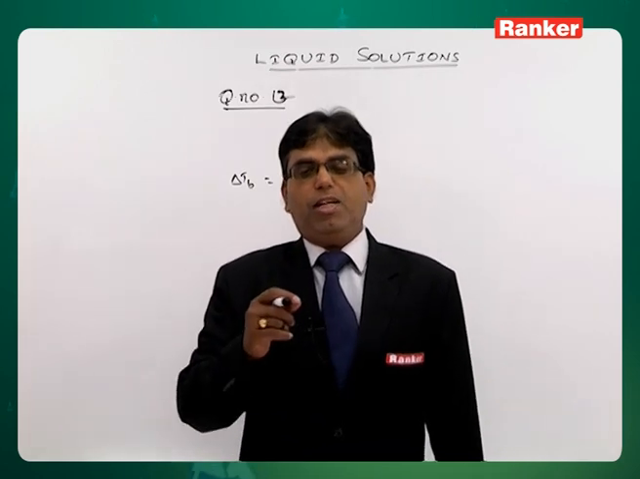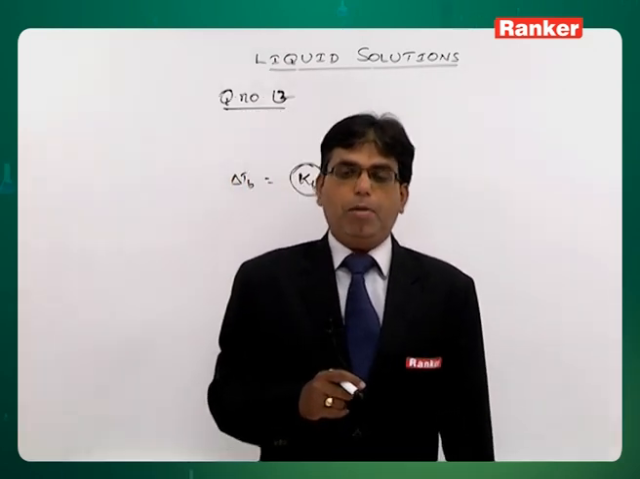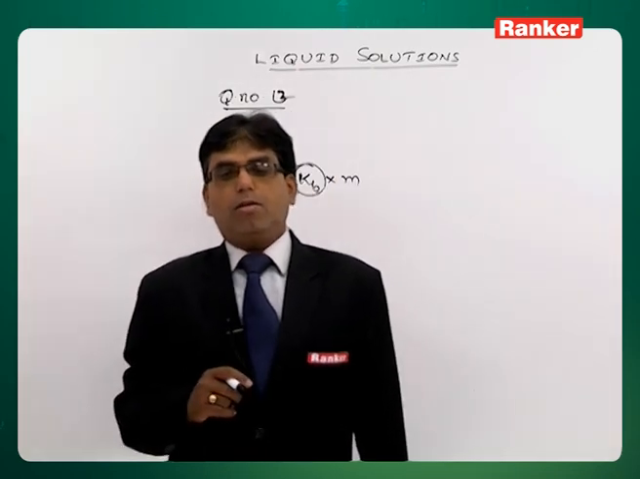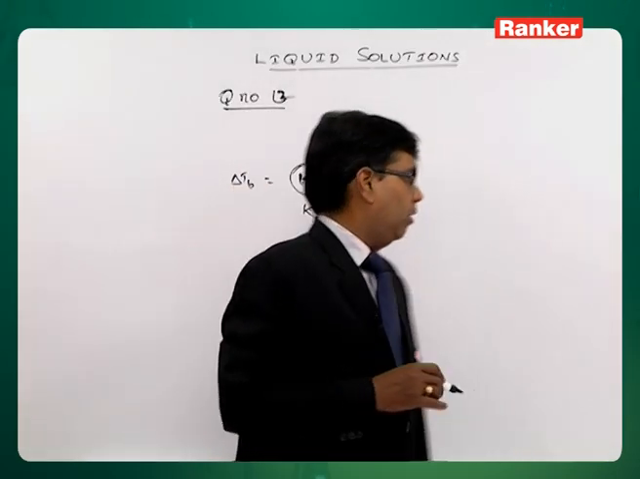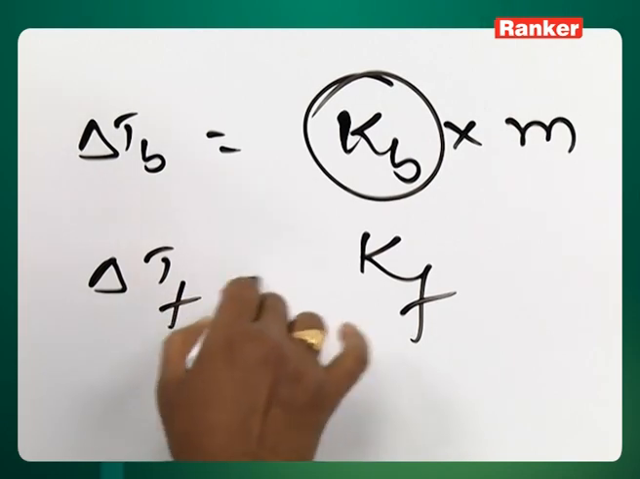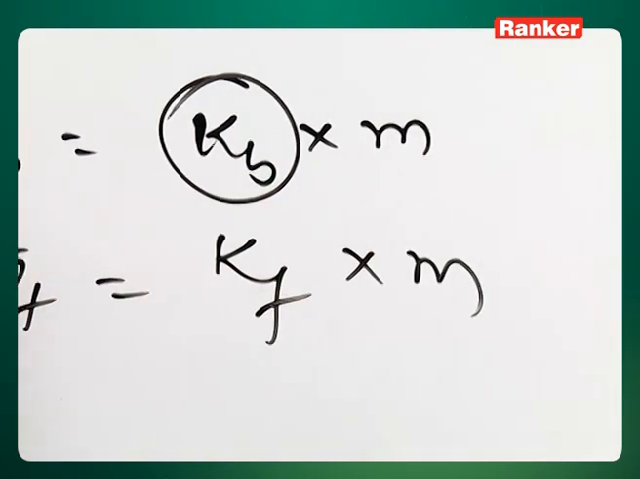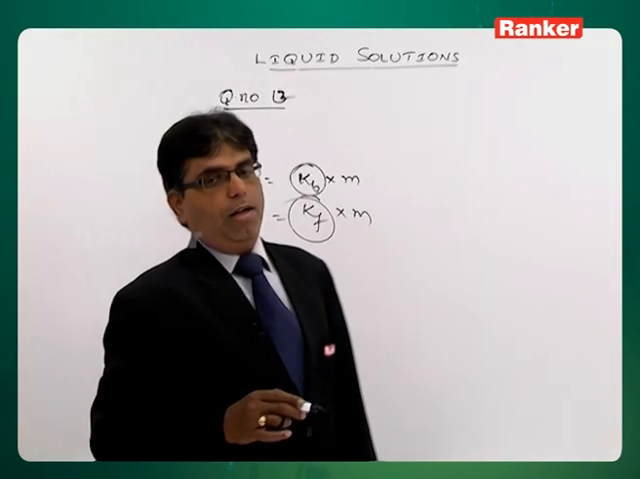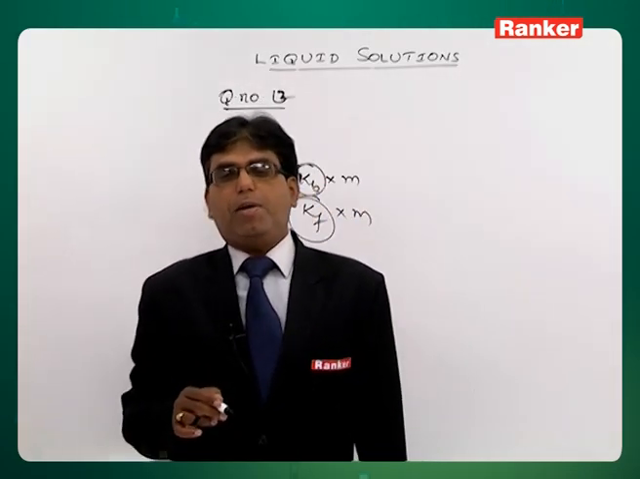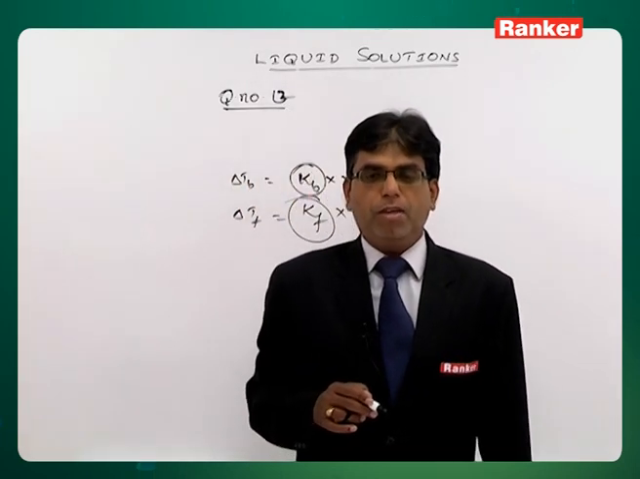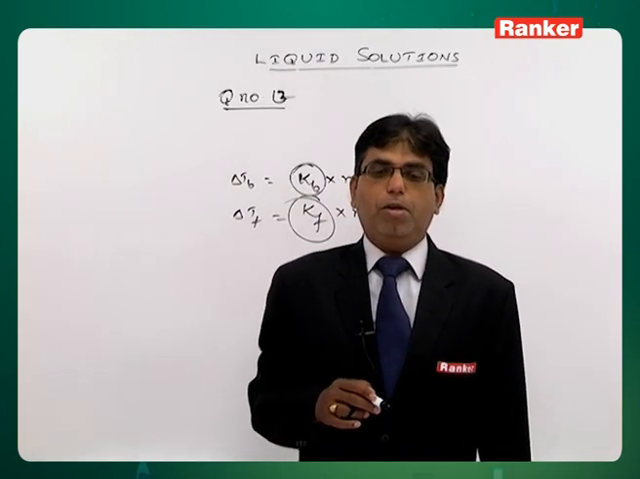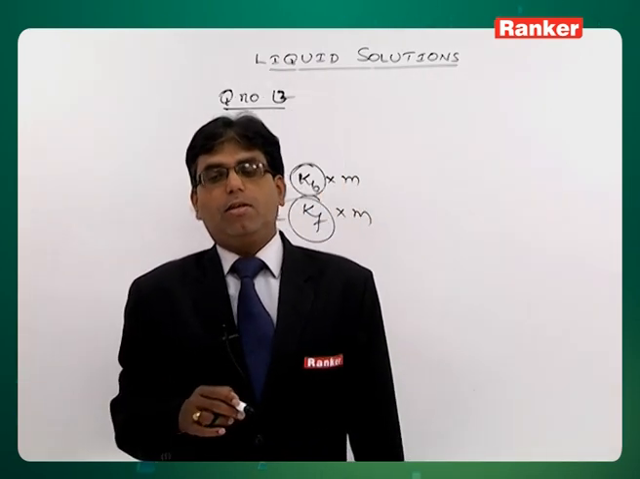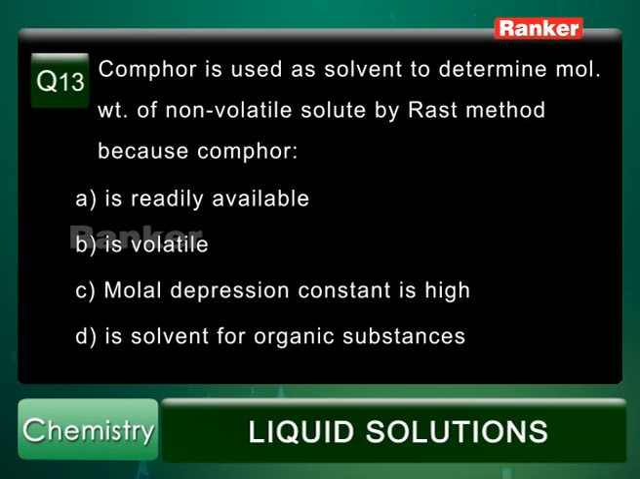Therefore, camphor has a high molal depression constant, Kf. Delta Tf is equal to Kf into molality, delta Tb is equal to Kb into molality. So, whether it is any substance whose Kb is more or whose Kf is more, if we use it, then we will get a large difference in the melting point or boiling point. Therefore, for that convenience, camphor is used in the Rast method as the solvent. So, the correct answer is option C.